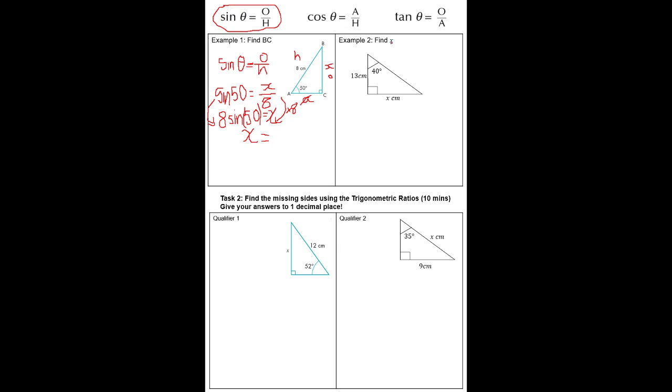Okay, so example 2, find x. So this time round I've got the angle of 40. I'm looking for x, which is my opposite, and I've got the adjacent. So I've got O and A. I don't need h, so I'm going to use tan for this one. Okay, so here we go.